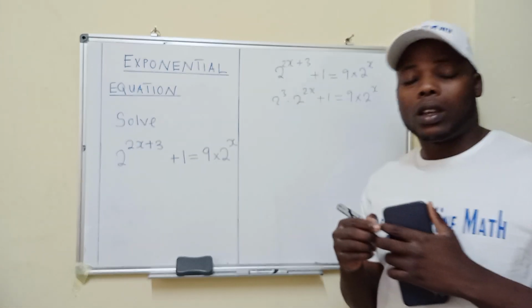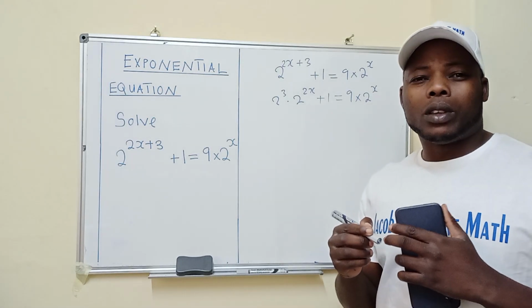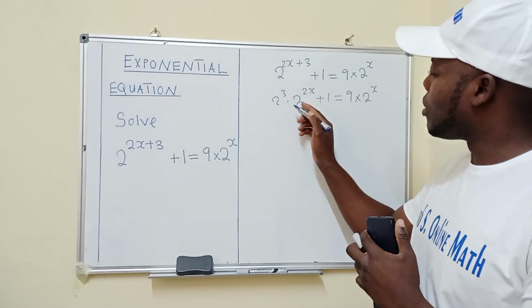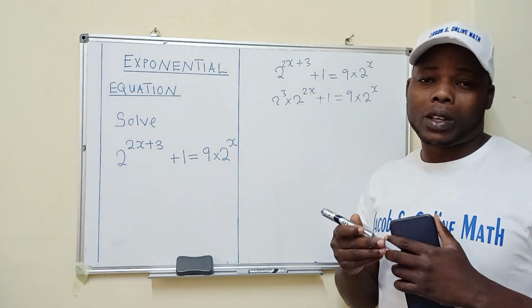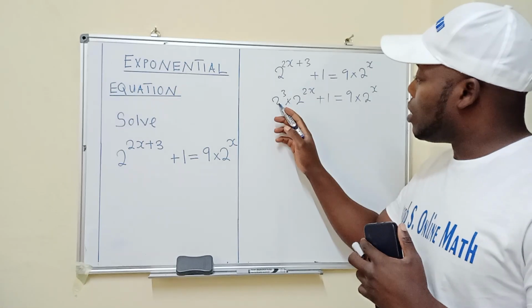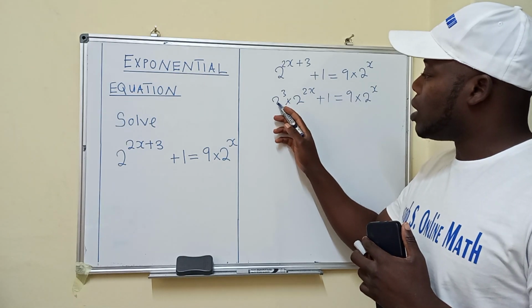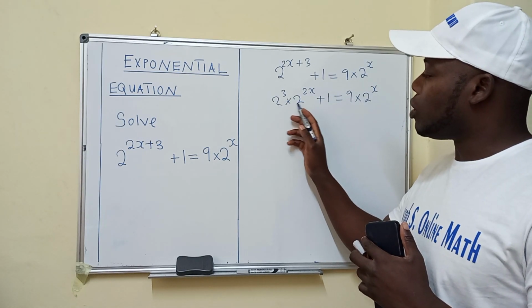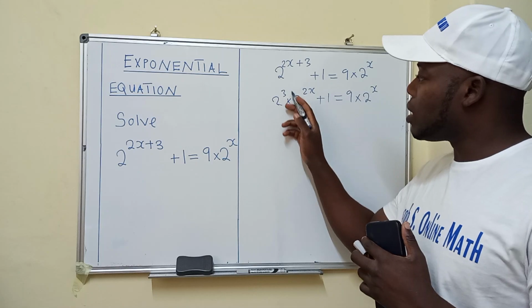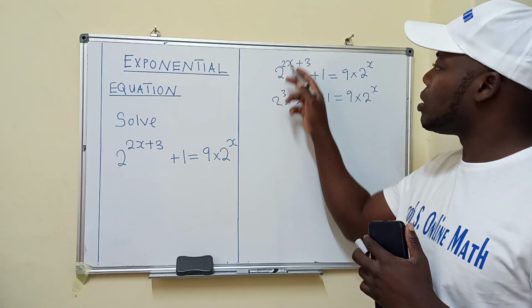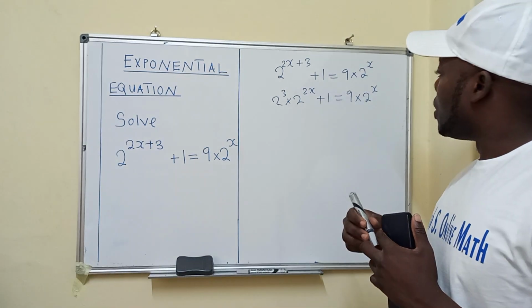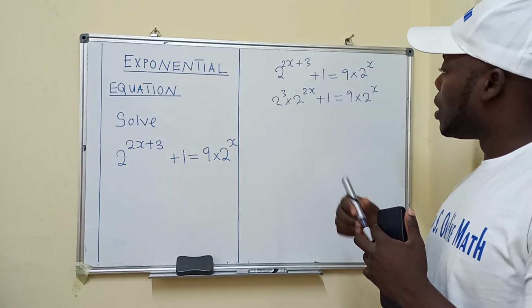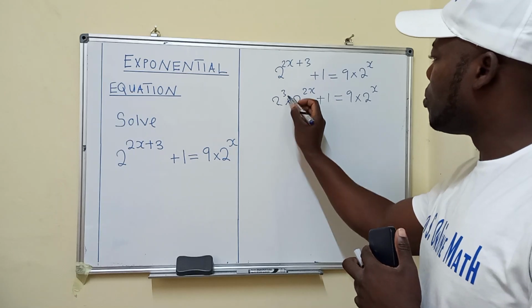So here, you might be wondering that I've put a point. In mathematics, a point is the same as the multiplication. The base here is a 2 and the base here is also a 2. They are the same. So if you multiply this by this, you get what is up here. Okay. All right, so the next thing here is we can simplify here.